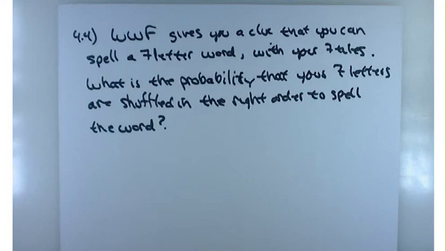So suppose you're playing Words with Friends, and the app gives you this nice clue that, hey, your 7 tiles can spell out a 7-letter word. Exactly one 7-letter word. What's the probability that, just by luck, your tiles are shuffled in the right order that spell that 7-letter word? Well, I guess we need to figure out how many different possibilities there are, or ways you can put together those 7 tiles.